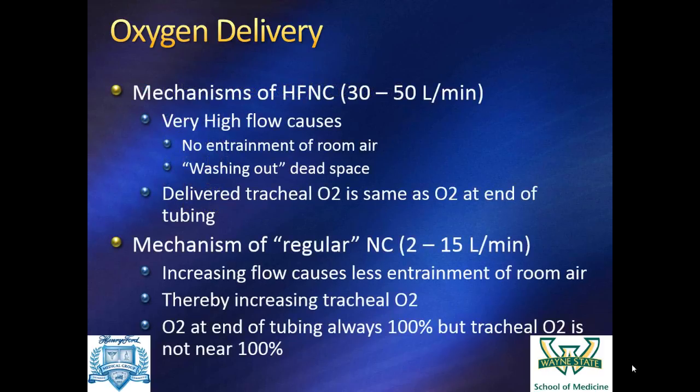High flow nasal cannula, remember, is defined typically as flows between 30 and 50 liters per minute. That very high flow means you don't entrain any room air. So all of the air being delivered to your trachea is what is coming out of the end of the nasal cannula. The delivered tracheal oxygen is the same as the oxygen at the end of the tubing. When you are providing patients with regular nasal cannula that we all prescribe at 2 to 15 liters per minute, we're always delivering 100% oxygen, but increasing tracheal O2 is done by increasing the flow of your nasal cannula, which causes a decrease in entrainment of room air.